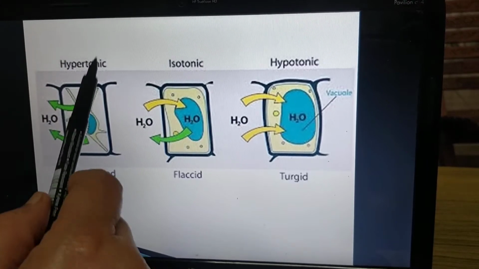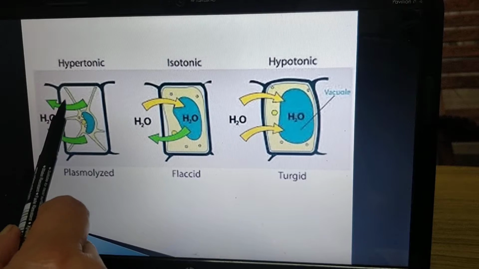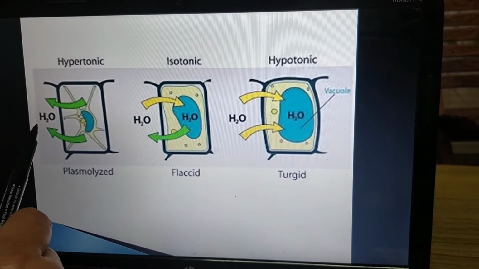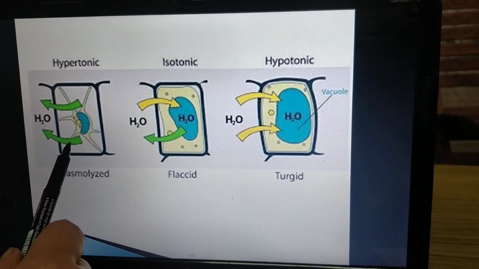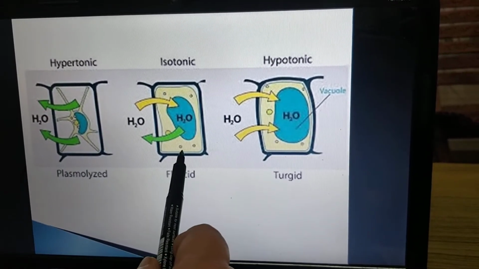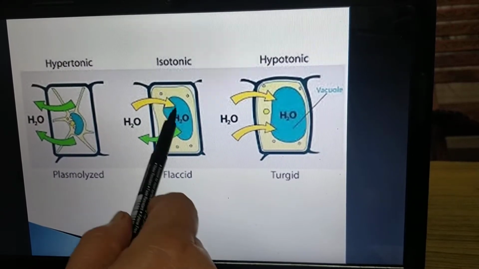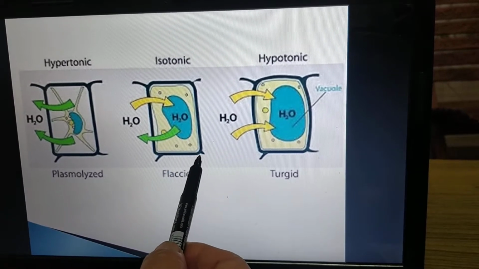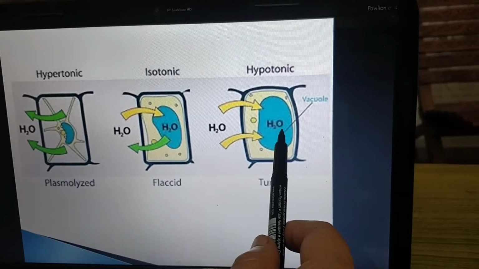It comes inside, goes outside, but it moves more outside as compared to the inward movement. इसलिए वो shrink हो जाता है. Here it is an isotonic solution, moving out and in equally because the concentration is the same. Flaccid cell we say. And this is the hypotonic solution.